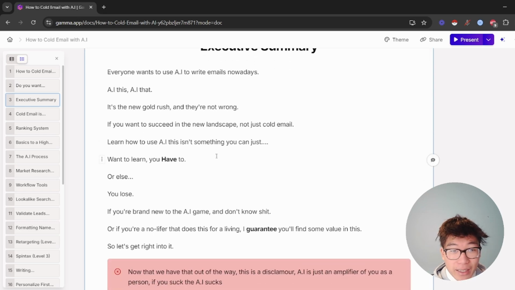If you want to succeed in the new AI landscape and not just cold email in general, you need to learn how to use AI. This isn't something you can just go about and say, oh, maybe I can learn AI, or maybe ChatGPT, or how to run some backend stuff. No, you have to. You literally have to. I have seen the numbers, okay?